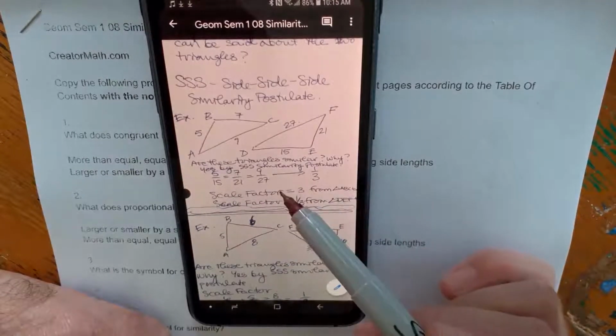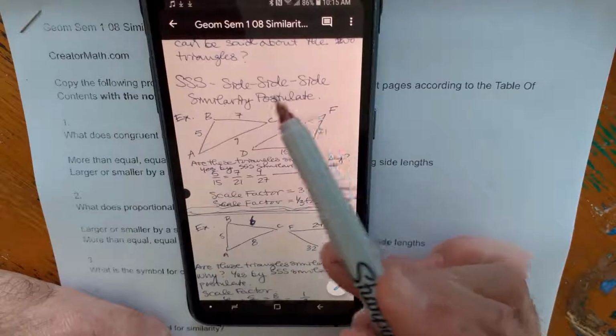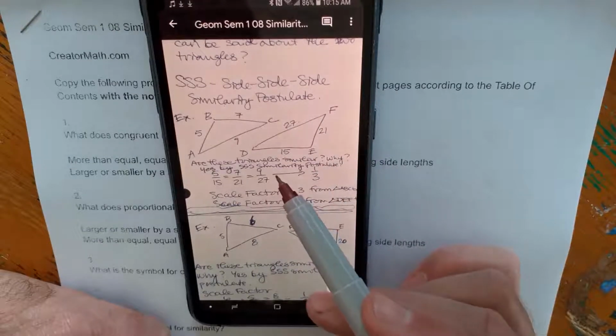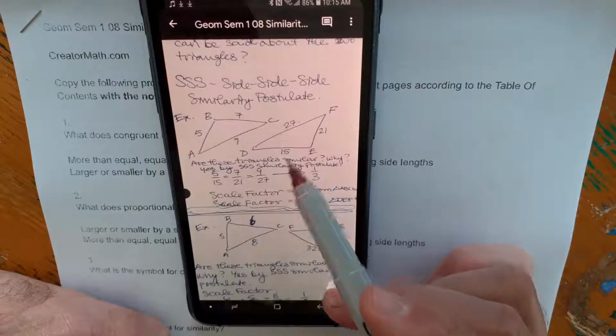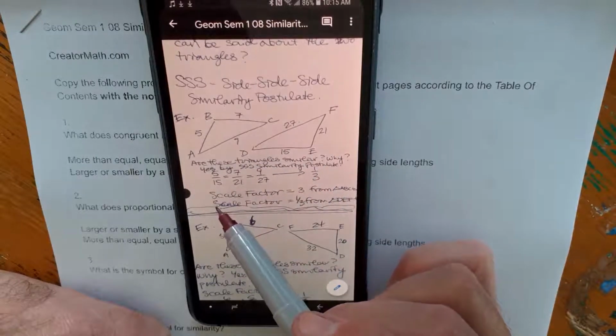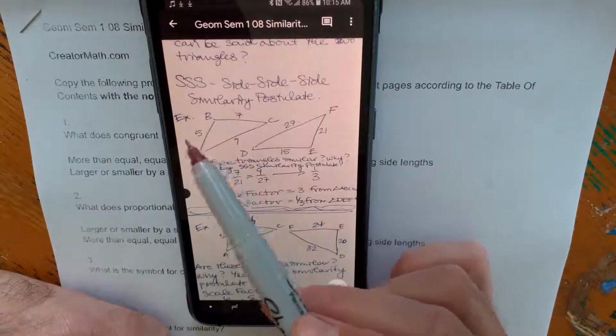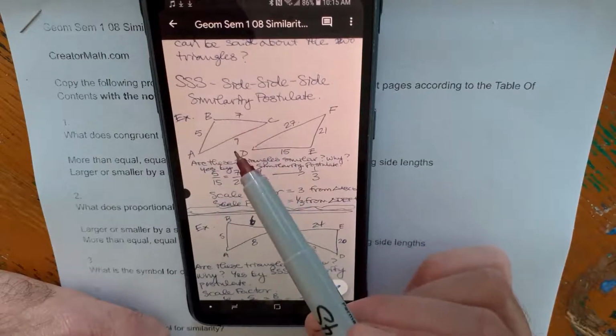So we have different postulates, which is a rule or definition that allows us to understand whether these 2 triangles are proportional or not. And one is we check the scale factor of each side. So we map out the sides. Here's a 5, 7, and 9. It goes low, medium, and high, right?